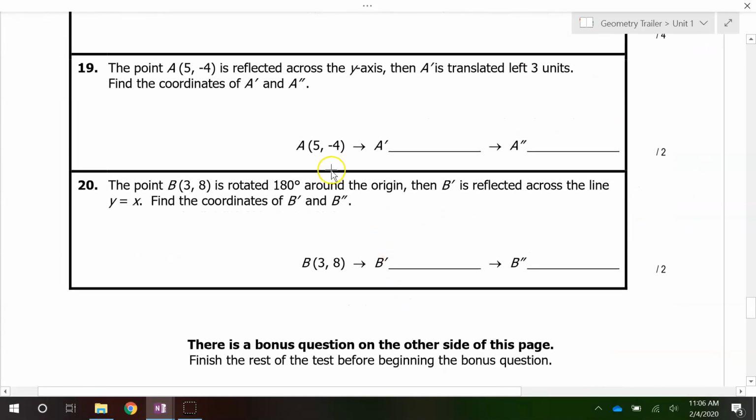Okay, number 19. Hold on, let me grab a marker. So this point is reflected across the y-axis and then translated left 3 units. Okay, so we're going to do this in stages. So let's start by reflecting across the y-axis. The rule for that is opposite of x, comma, y. So the opposite of x would be -5, and then y is -4.